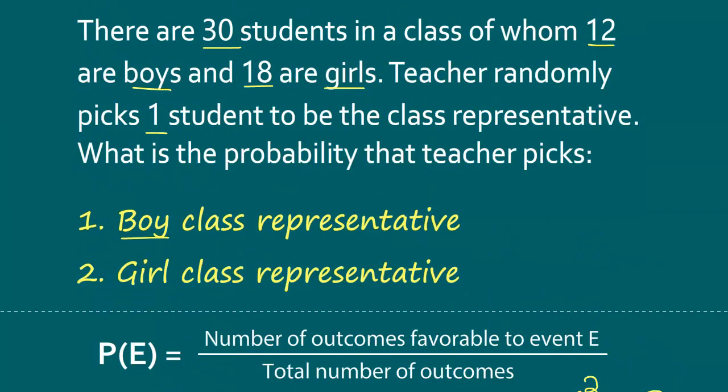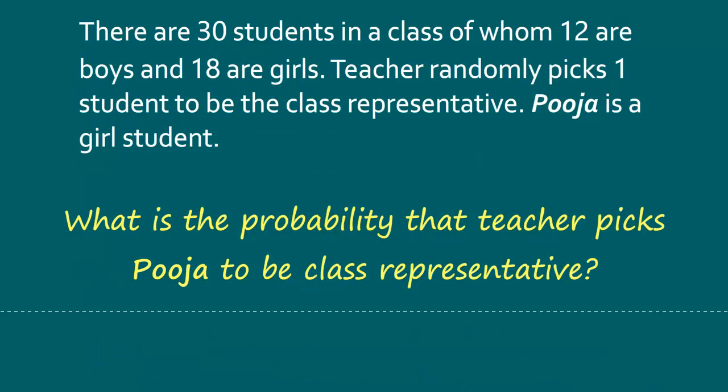Now let's modify this question just a little bit. So here, this is the second question. Essentially we have the same 30 students in the class, and we have 12 boys and 18 girls. And the teacher is randomly picking one student to be the class representative. So this time, Pooja is a girl student, and the question is, what is the probability that the teacher picks Pooja to be the class representative?